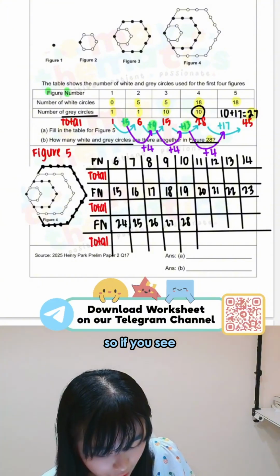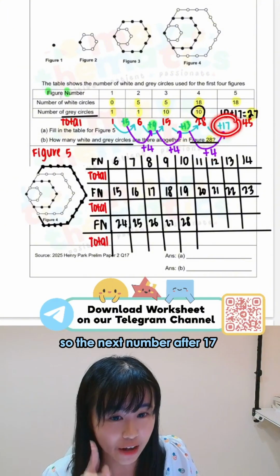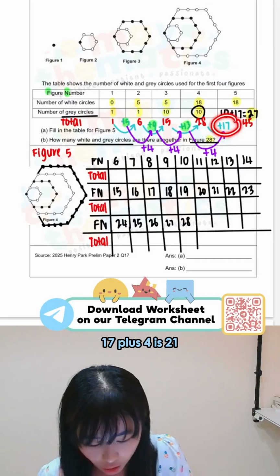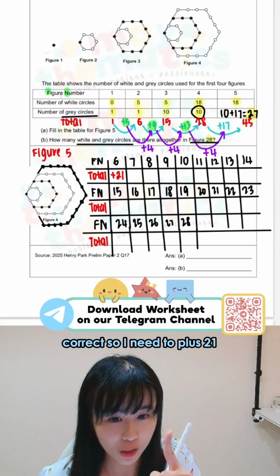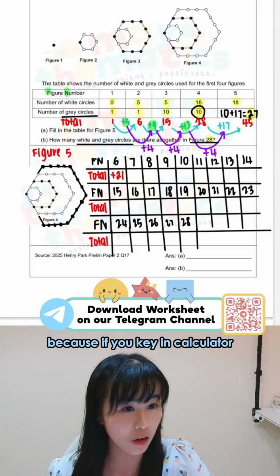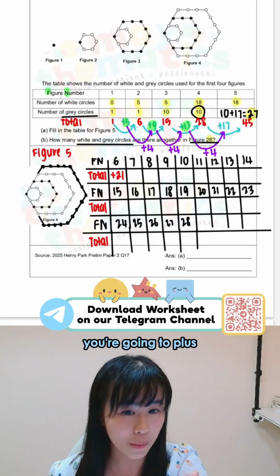So if you see the second layer is always plus 4, right? So the next number after 17, 17 plus 4 is a 21. Correct? So I need to plus 21. But I don't need to key calculator, because if you key calculator, you're going to waste time. So don't need to key calculator. I just want you to list out what are the numbers you're going to plus.